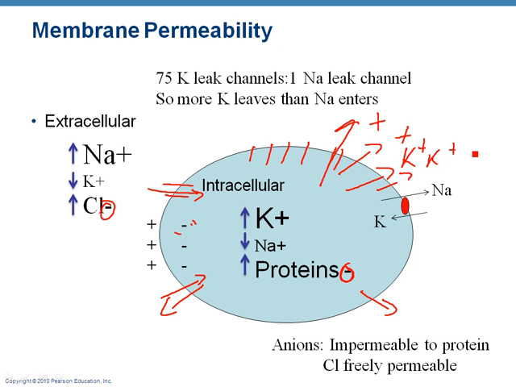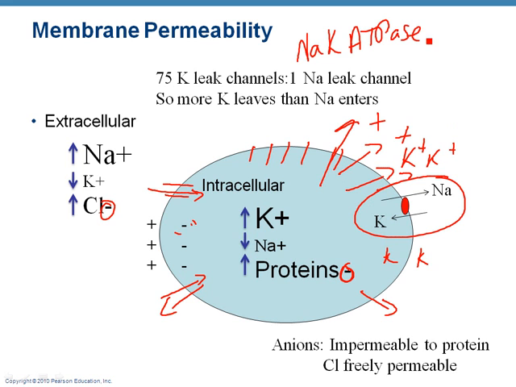Now, if you just let potassium diffuse out of the cell, eventually it would become equal. You would have the same amount of potassium on the outside as you do the inside, but that's not the case. We have something special called the sodium-potassium ATPase. And it's basically our pump. You may see it called the sodium-potassium pump. That means it requires ATP or energy to pump an ion against its electrochemical or its chemical gradient.